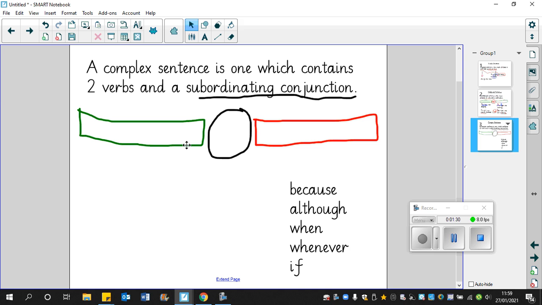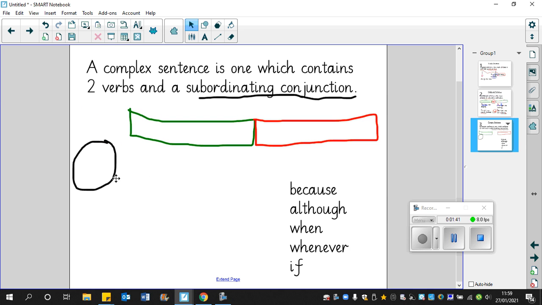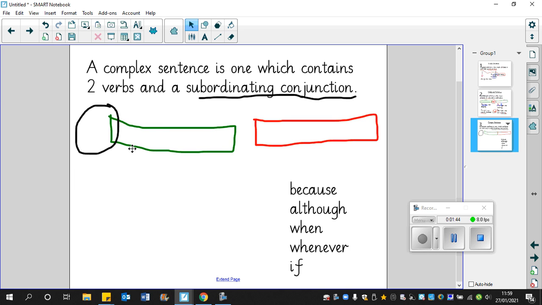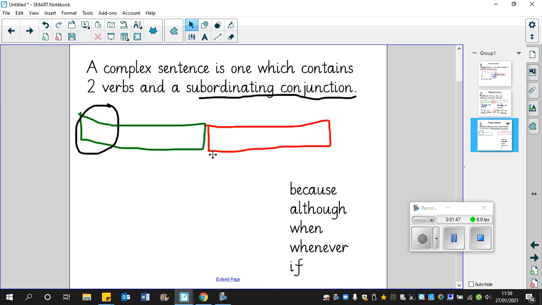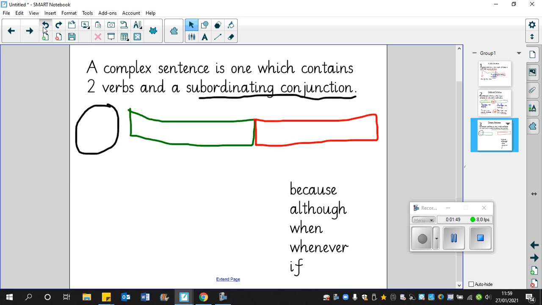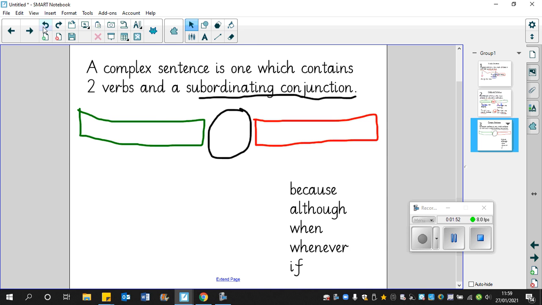Okay, now as I said, the reason why complex sentences are more difficult is because you can have the subordinating conjunction at the beginning of the sentence, or you can have it where it was before, in the middle of the sentence. You can't have it at the end of the sentence, so at least that's one thing sorted.